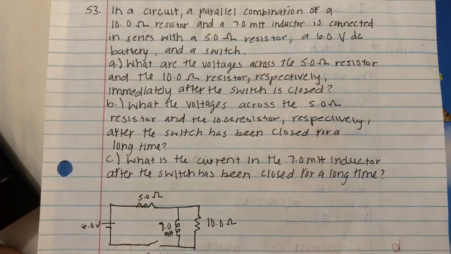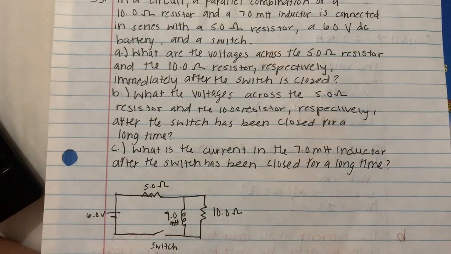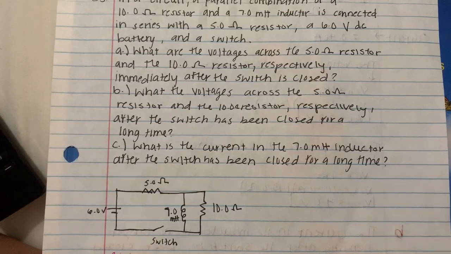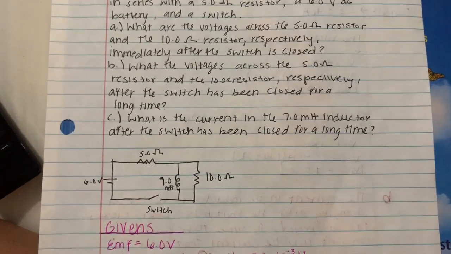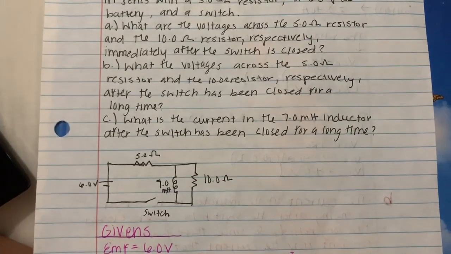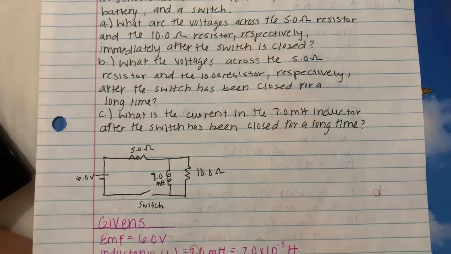My second problem is, what are the voltages across the 5 ohm resistor and the 10 ohm resistor respectively after the switch has been closed for a long time? And C is my last problem: what is the current in the 7 millihenry inductor after the switch has been closed for a long time?